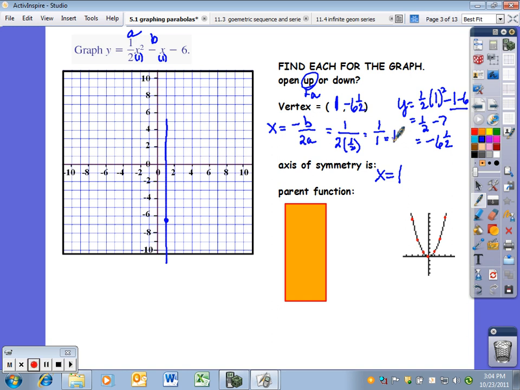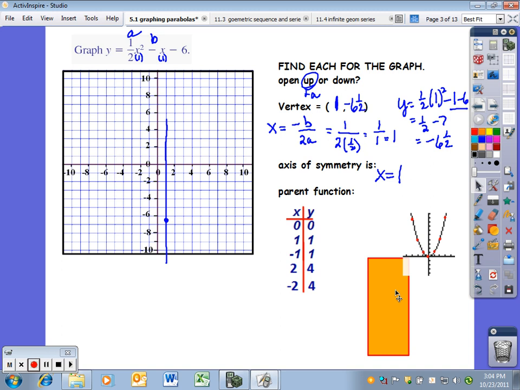Now we're going to use our parent function. Remember, this was the graph of our parent function. Also remember, it gave us the values where y equals x squared: (0, 0), (1, 1), (negative 1, 1), (2, 4), (negative 2, 4). So we will always use these values.